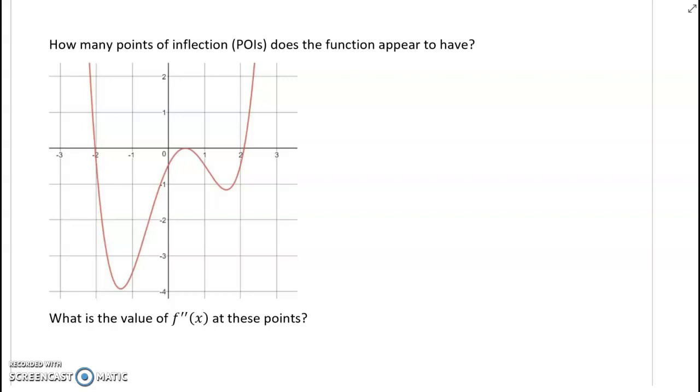How many points of inflection does this function appear to have? In other words, how many places does it appear that the concavity changes? So think about that, take a look at it, see what you can do.